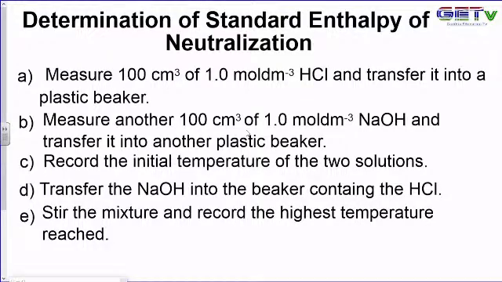C, record the initial temperature of the two solutions. That is, you will have T1 and T2. But here the T1 and the T2 will both be initial temperatures. The T1 for the acid and the T2 for the base, or you can say T1 for the base and T2 for the acid.